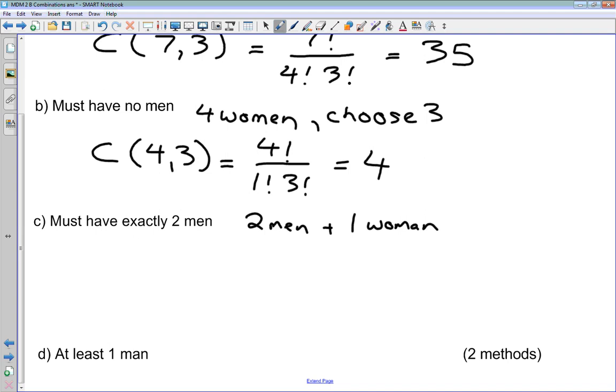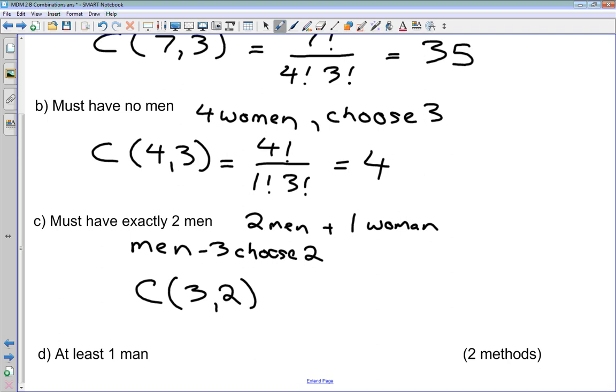So if we're just looking at the men, first, how many men do we have in total? Well, we have 3 men. We want to choose 2 of them. So we've got 3, we're going to choose 2. Our combination is going to be 3 choose 2.